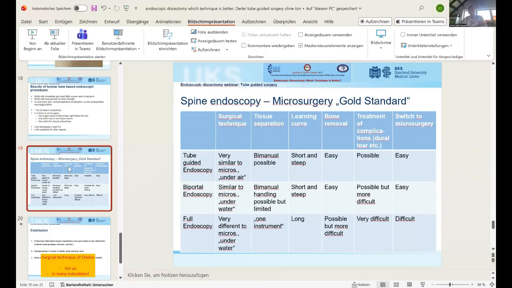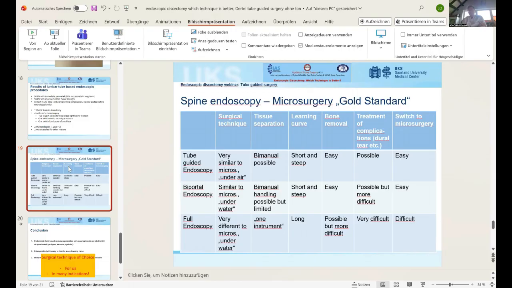Bone removal is easy, particularly if you use a diamond burr. Why diamond burr? There are 2 advantages. One is that we have no injury to dural structures as long as we use irrigation. That's a big advantage. And another big advantage is it vaporizes the bone. So you have not much dust. You don't have to suck it away. It's just gone. So it's a big advantage if you have to do an extensive bone removal work.